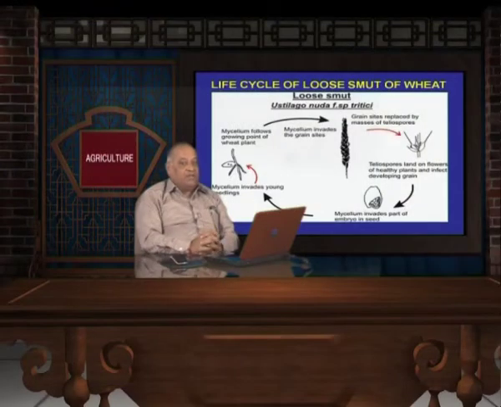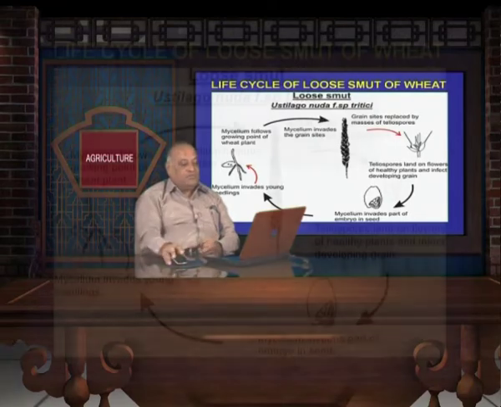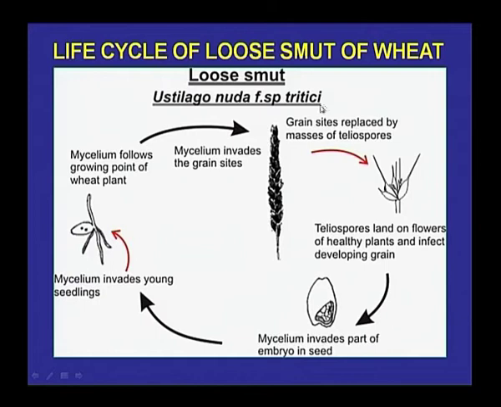This is the life cycle of loose smut of wheat. This is caused by Ustilago nuda, forma specialis tritici. Here we see that it is a seed borne disease and systemic in nature, as I told you earlier. The mycelium invades part of the embryo in the seed. This embryo develops with the germinating seeds, and the mycelium follows the growing point of the wheat plant.